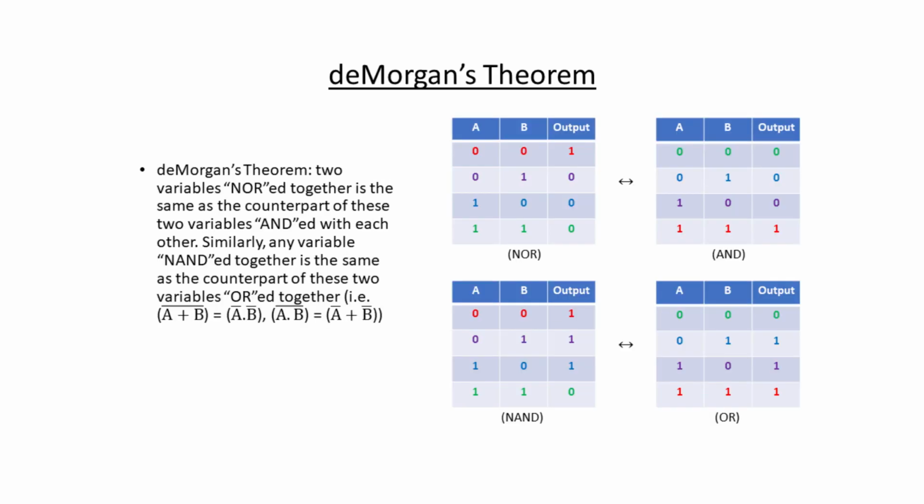De Morgan's theorem states that two variables NORed together is the same as the counterpart of these two variables ANDed together. Two variables NANDed together is also the same as the counterpart of these two variables ORed together.